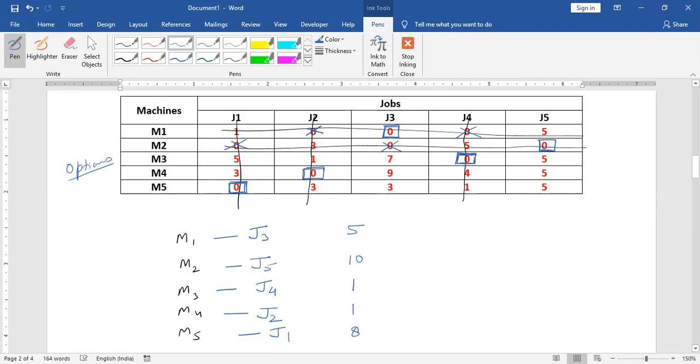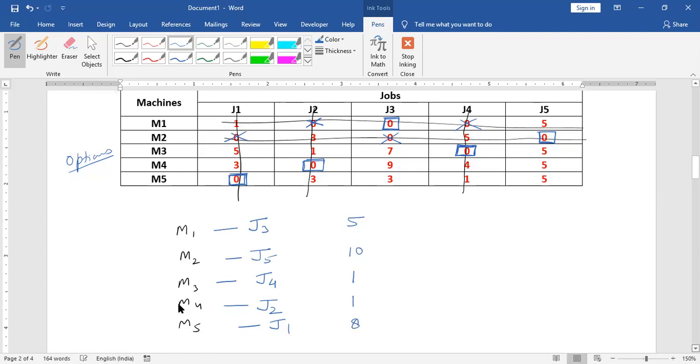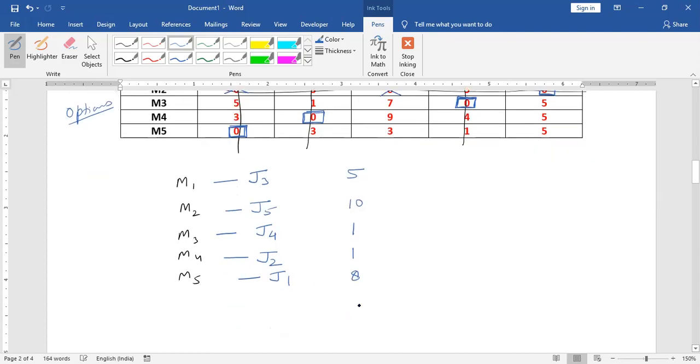That means how much time are we going to spend in total? The total time is 5 plus 10, 15, 15 plus 10, 25. That means we are going to spend a total of 25 minutes to perform these jobs with the help of these machines, right? So that is all about the assignment problem, and we discussed a few questions earlier.